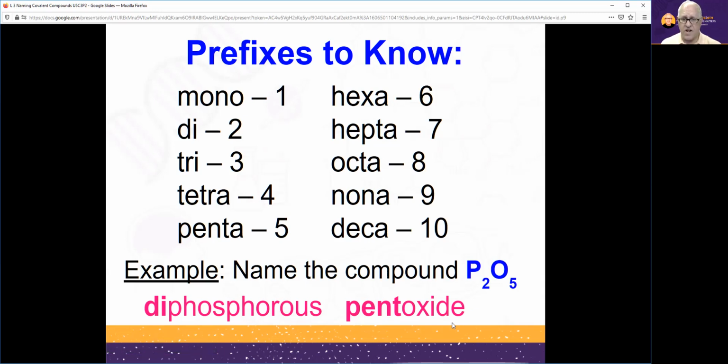And you can also go backwards. If you see diphosphorus, I know I've got P, di is 2, P2, pentoxide, oxide is the second word, oxygen, pent is 5, O5. P2O5, diphosphorus pentoxide.